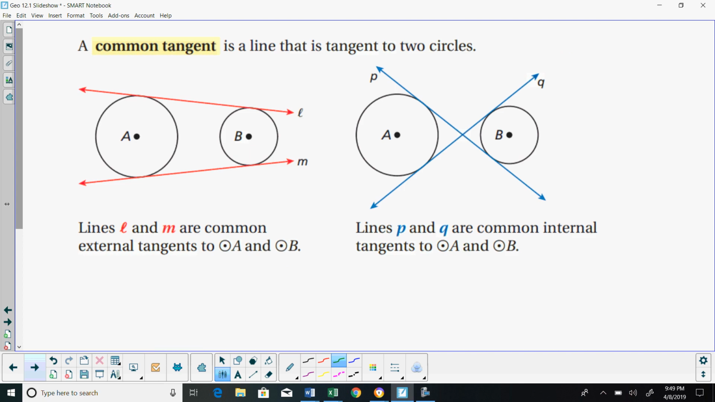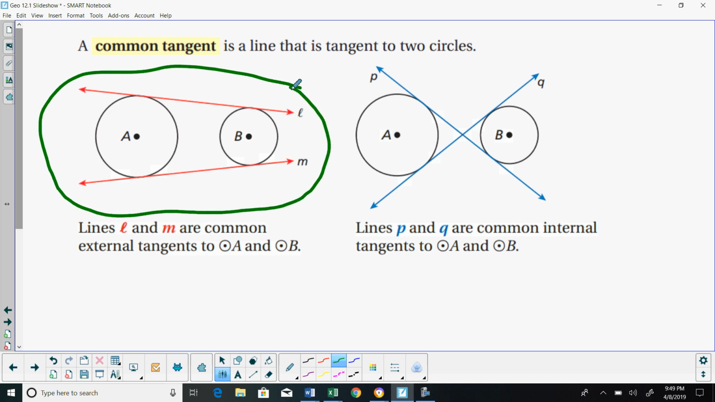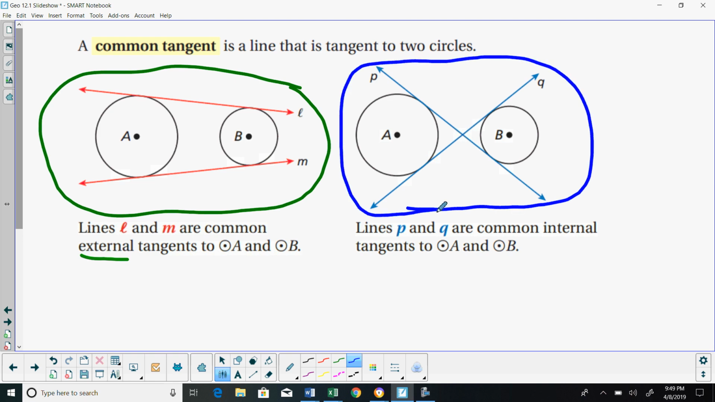Okay, so we were talking about tangent lines, so we can talk about a common tangent, which is going to be a line that is tangent to two circles. So in this diagram, lines L and M are common external tangents to circles A and B. And in this picture here, lines P and Q are common internal tangents to circles A and B.